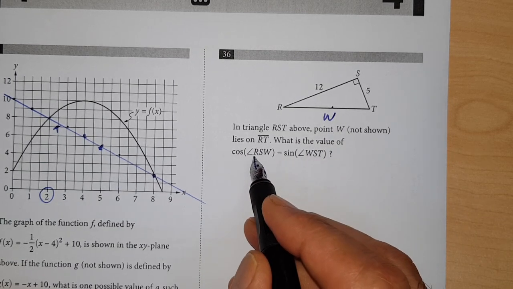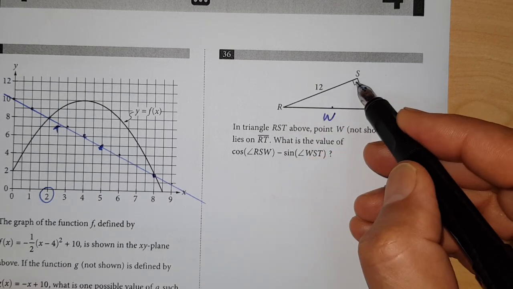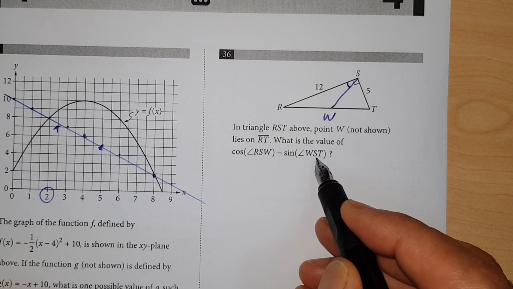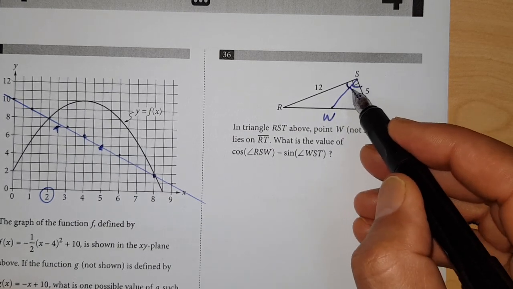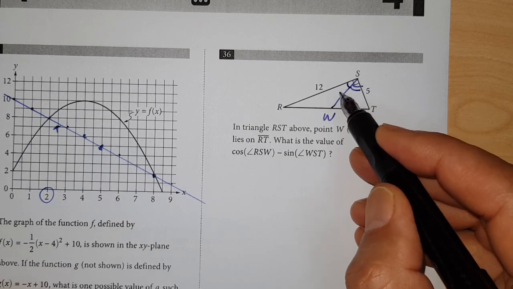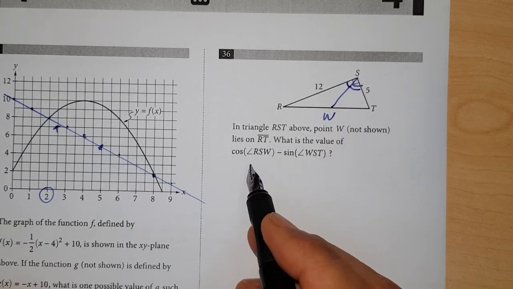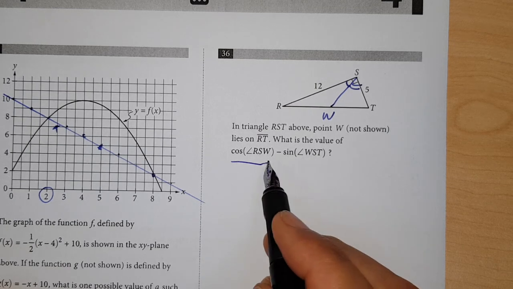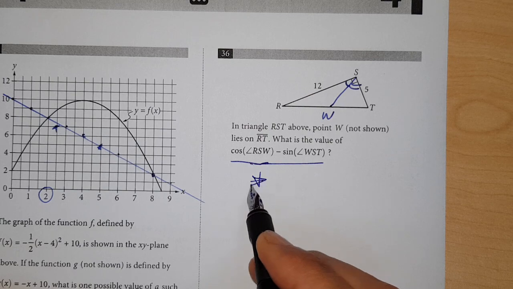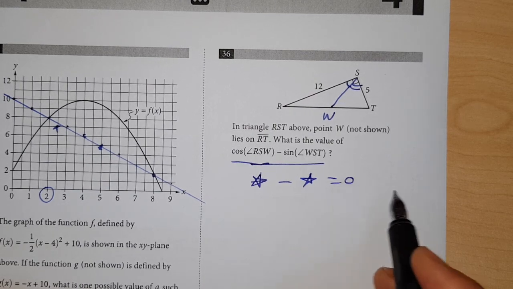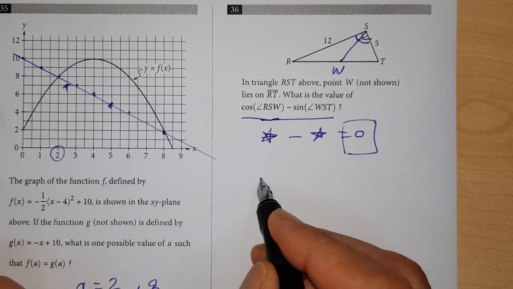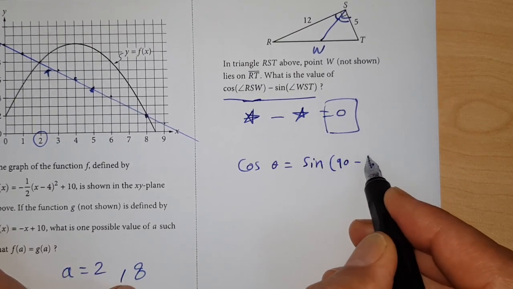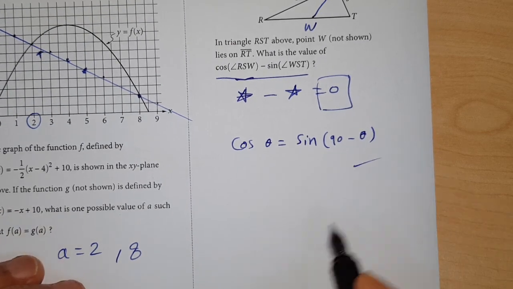What is the value of cosine RSW minus sine WST? Continue this one, this angle I want, minus sine of this angle. These two angles sum to 90, they are complementary. Cosine of any angle is the same as the sine of its complementary angle, so this expression, something minus itself, must be 0. The answer is 0. Again, cosine of any angle theta is the same as sine of its complement, 90 minus theta. Don't forget this rule.